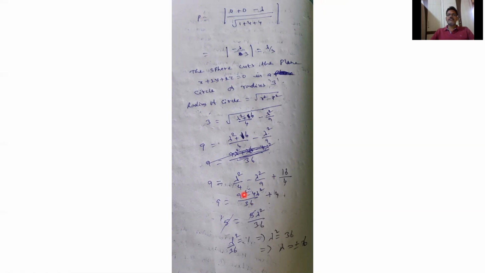So finally, 36 is the LCM here. 9 lambda square minus 4 lambda square, 5 lambda square by 36 plus 4. Taking the left side, 9 minus 4 is 5. So 5 will be cancelled. We'll get lambda square by 36 equal to 1. Lambda square equal to 36, lambda equal to plus or minus 6.